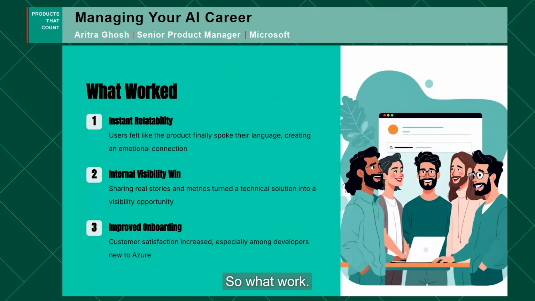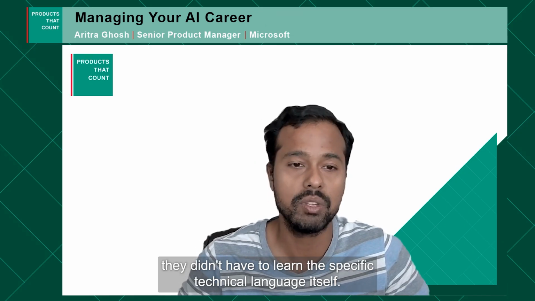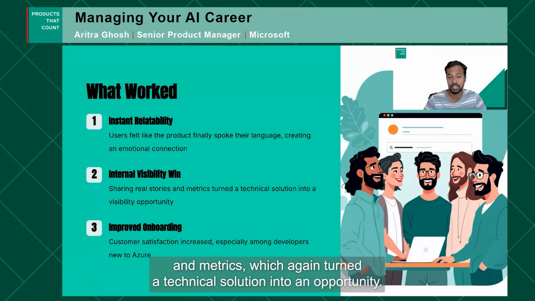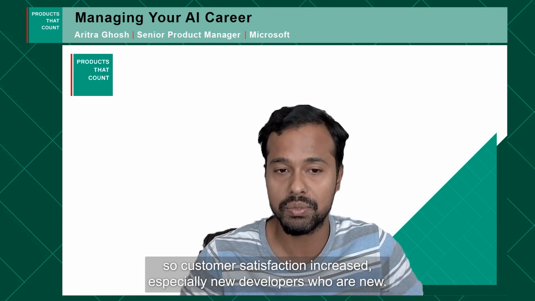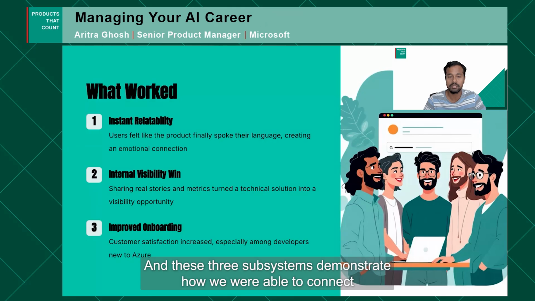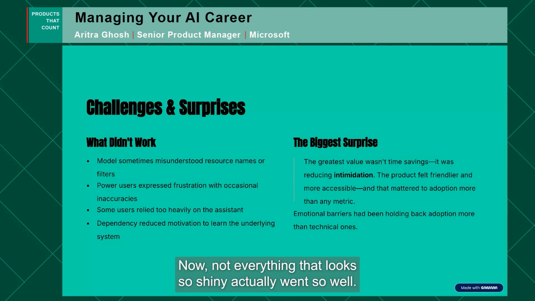So what worked? First, the instant reliability. Users felt the product finally spoke their language, and they didn't have to learn the specific technical language itself. The internal visibility: we were able to share real stories and metrics, which again turned a technical solution into an opportunity. The improved onboarding: customer satisfaction increased, especially among new developers. And these three successes demonstrate how we were able to connect with users on a deeper level and drive greater adoption of the product.